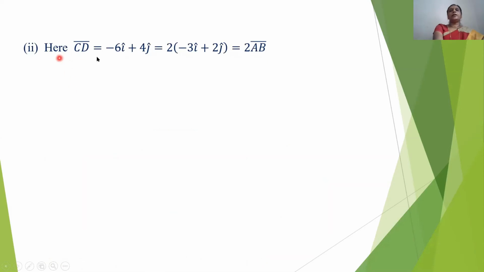See here, write down CD bar. CD bar is minus 6i plus 4j. We have found it in our first problem. Then 2 common, then in the bracket that remains minus 3i plus 2j. And what is this minus 3i plus 2j? That is nothing but our AB bar. Therefore, you write down this 2 times AB bar. Now CD bar is 2 times AB bar, means one vector is a scalar multiple of the other. Therefore, these vectors are collinear, means parallel to each other. What is the definition of collinear vectors? If vectors are collinear, they are along the same line or parallel to each other.